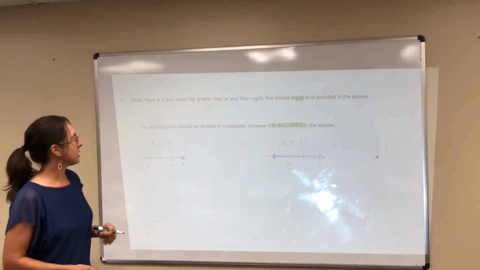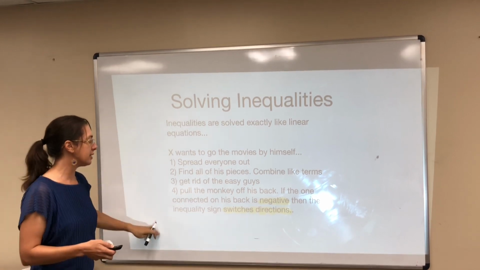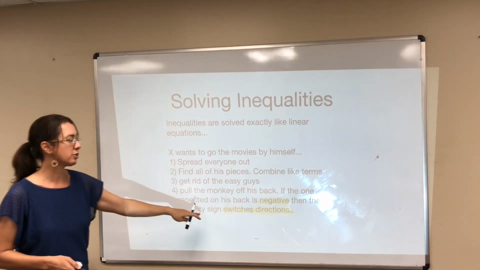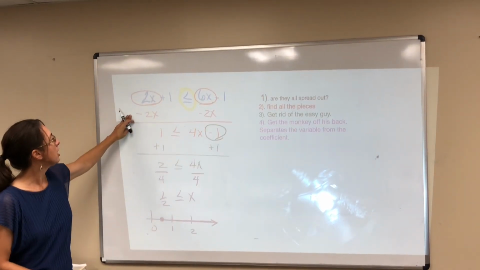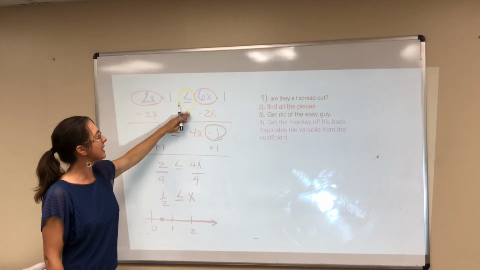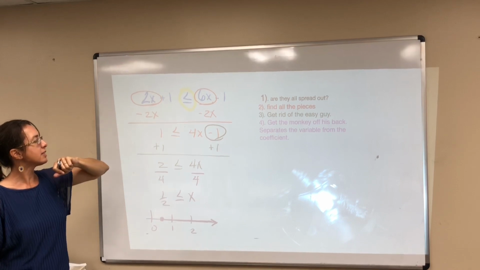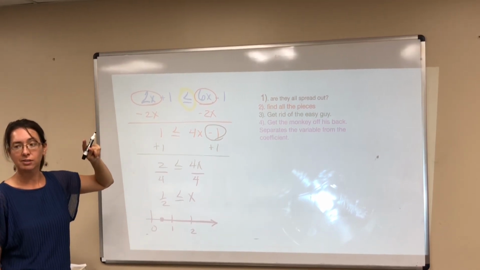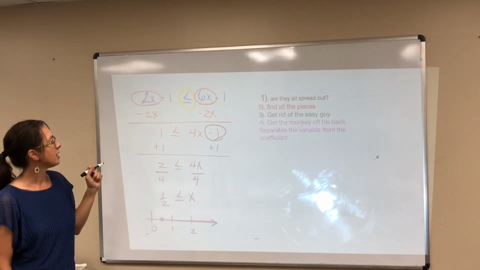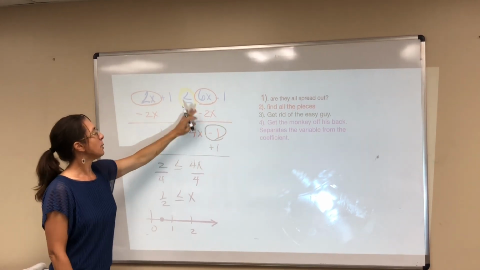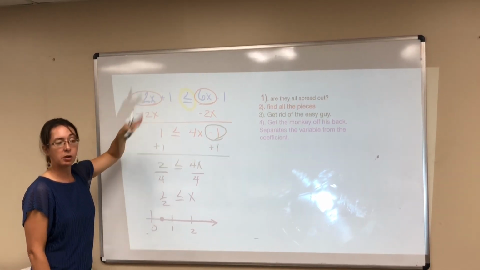Okay, so those are the equal signs, so we're just going to include those. So when we solve them, it's exactly the same thing, unless we have to switch directions for that negative sign. All right, so let's look at this one. 2x plus 1 is less than 6x minus 1. Okay, so first thing, number 1, are they all spread out? Yes. Step 2, find all of his pieces. So I move. Some people like to only have their values on the left side, or on the right side, and they don't mind working with negatives.